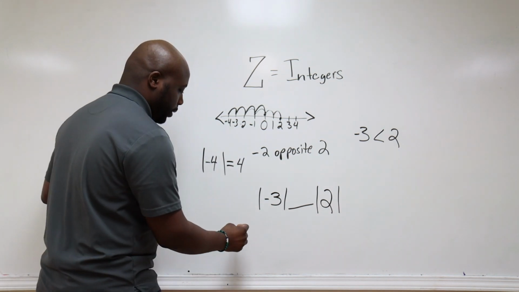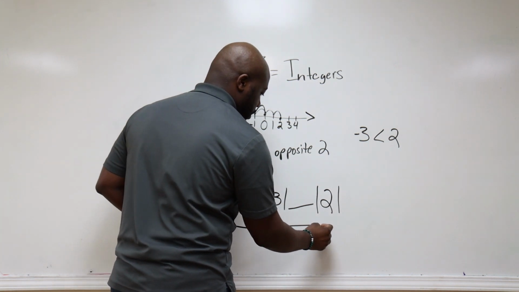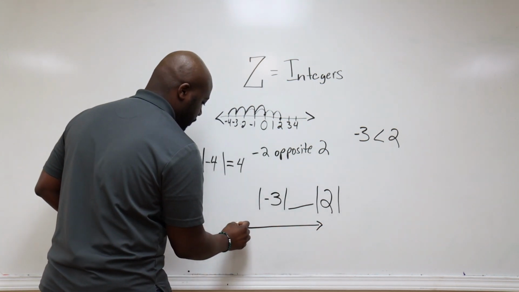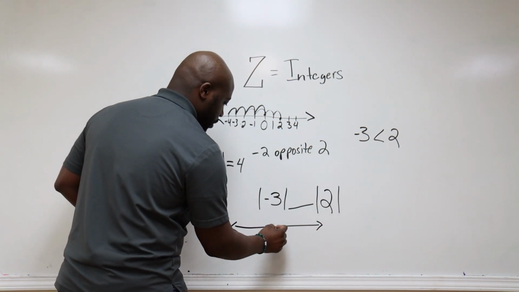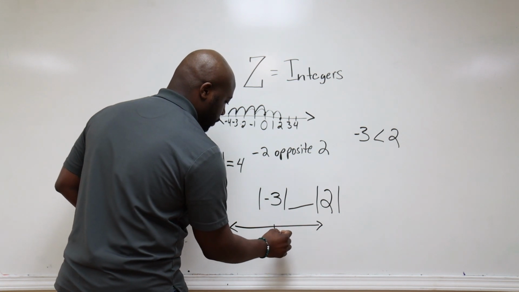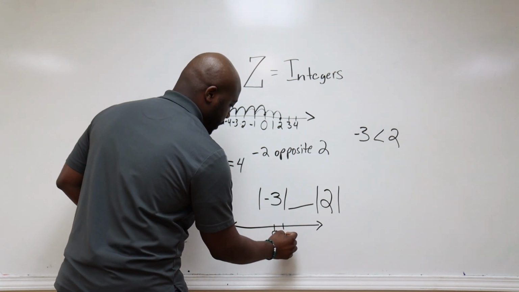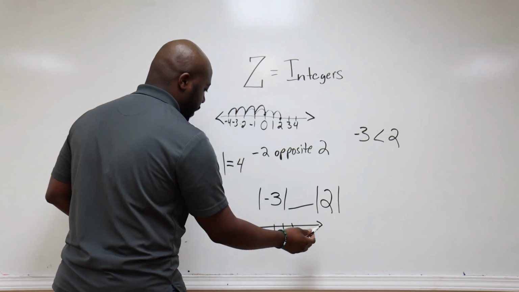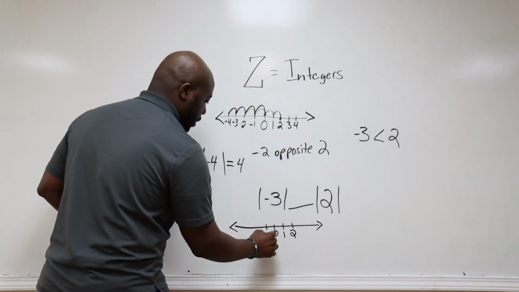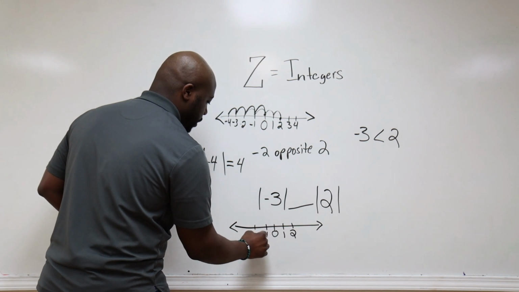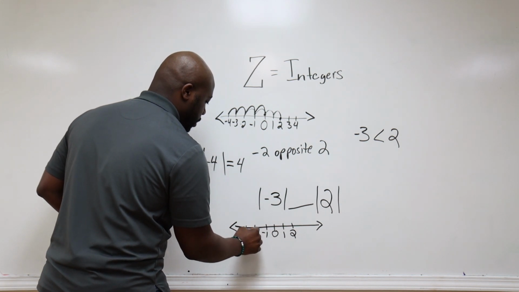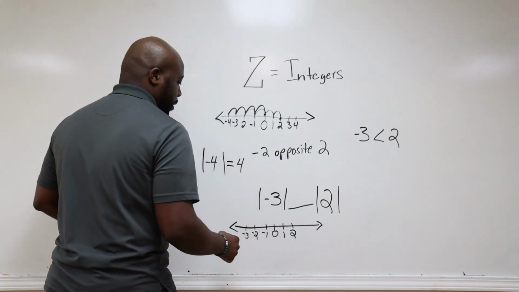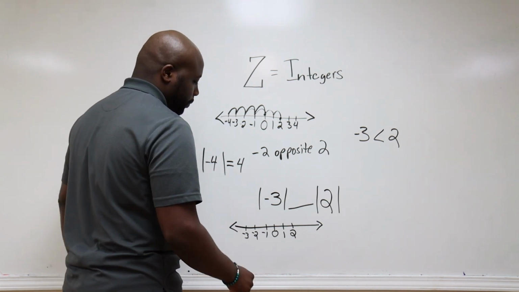Therefore, let's draw a number line. In your number line, you place your 0 and put the corresponding numbers 1, 2 in a positive direction, and -1, -2, and negative 3 in the negative direction.